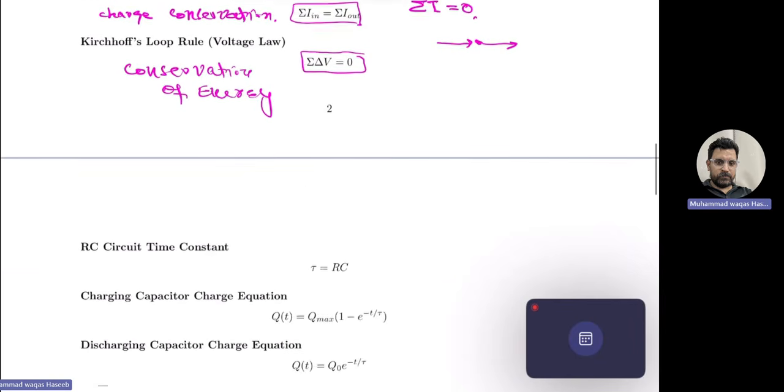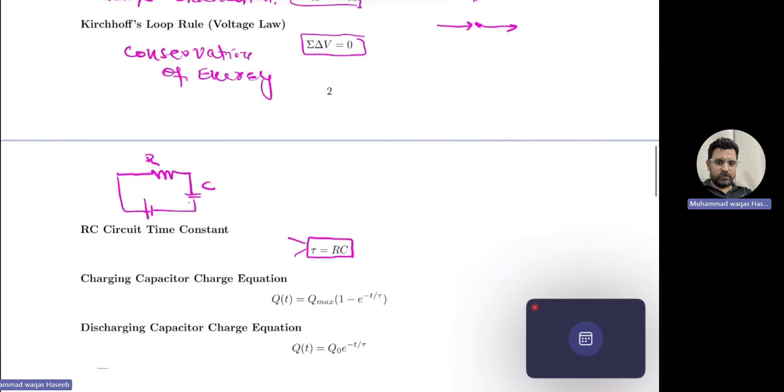Then you have an RC circuit, a resistance and a capacitor connected to the battery. So this is R and C. In a circuit containing resistance and capacitor, the charging and discharging of a capacitor is characterized by this time constant. The time at which to calculate the charging or discharging of the capacitor is related by this time constant.